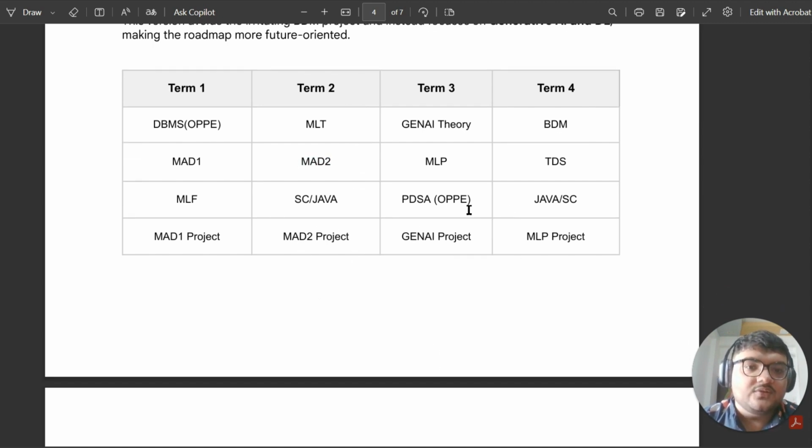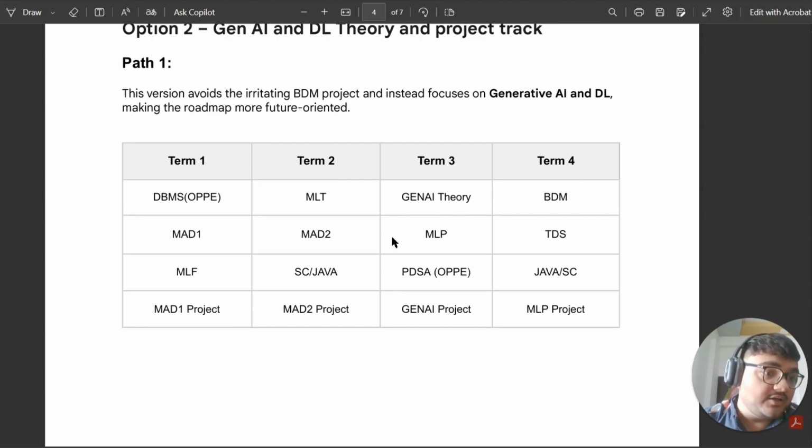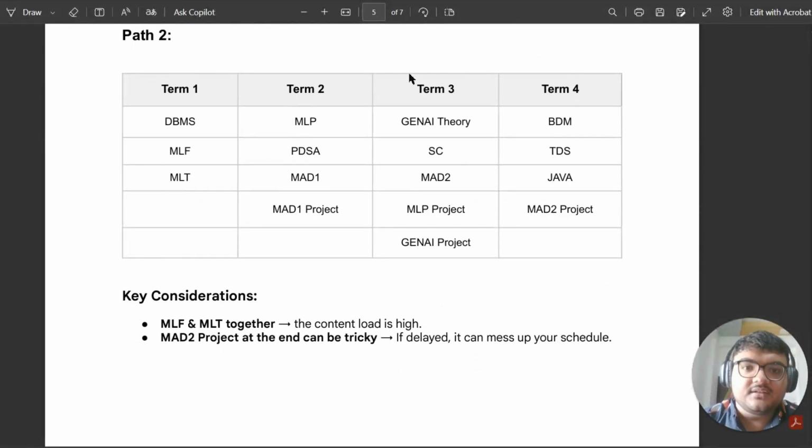Here the combination is a little weird, but if you find a better combination, then you can suggest it also. But in my point of view, this is ideal, and this is also okay. This is also good because MAD2 project comes after MAD2 theory. Then MLP theory and MLP project are separated. Then Gen AI theory also, if you are not able to take it, the last term will be heavy, but any one term you need to make heavy. So this is the thing.